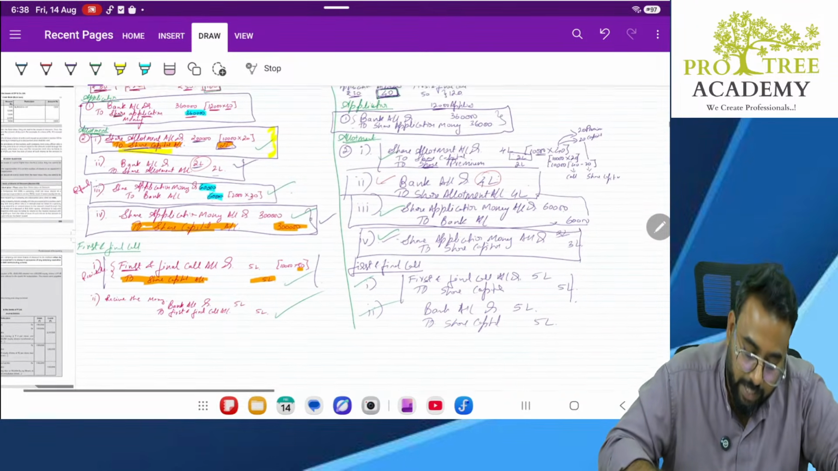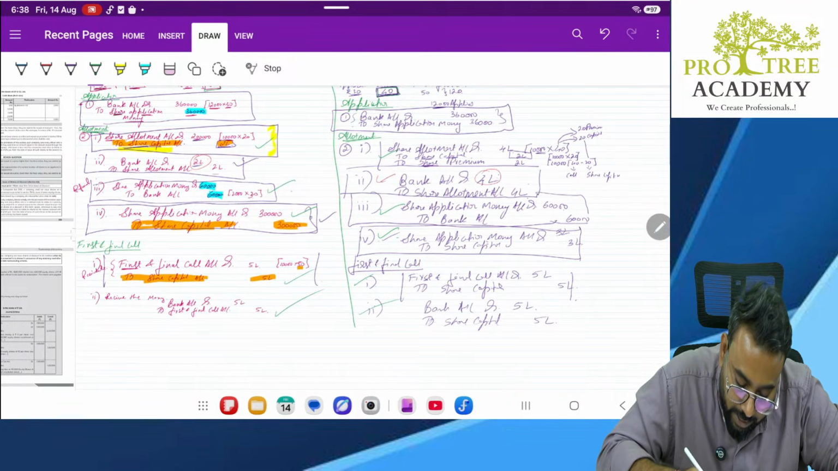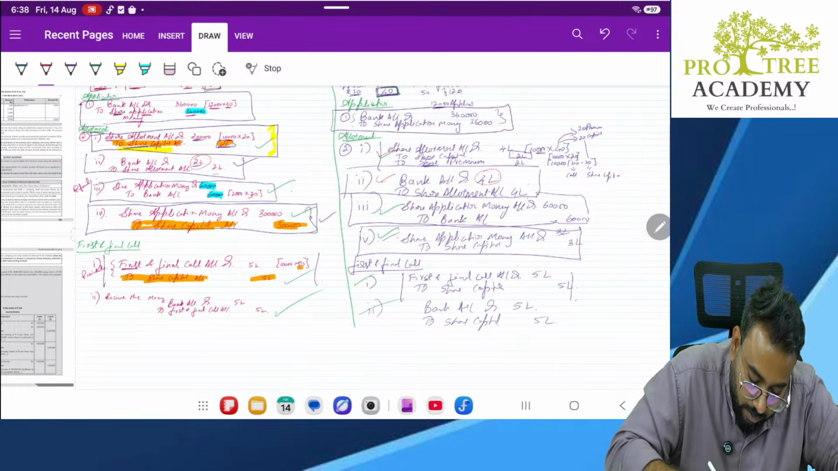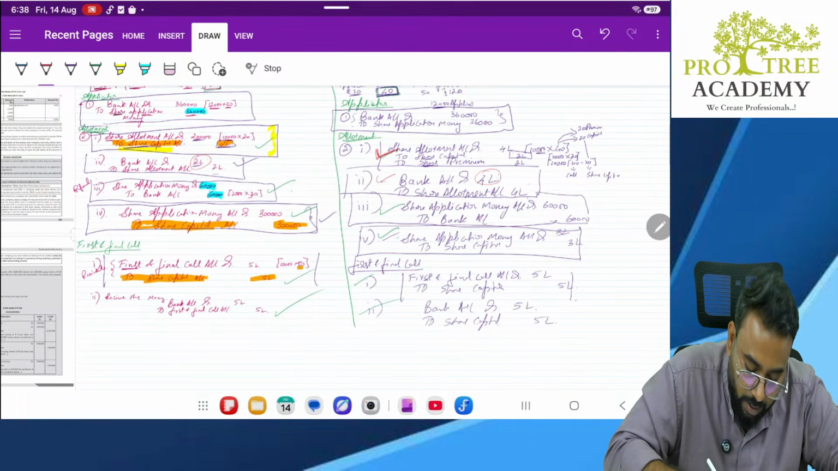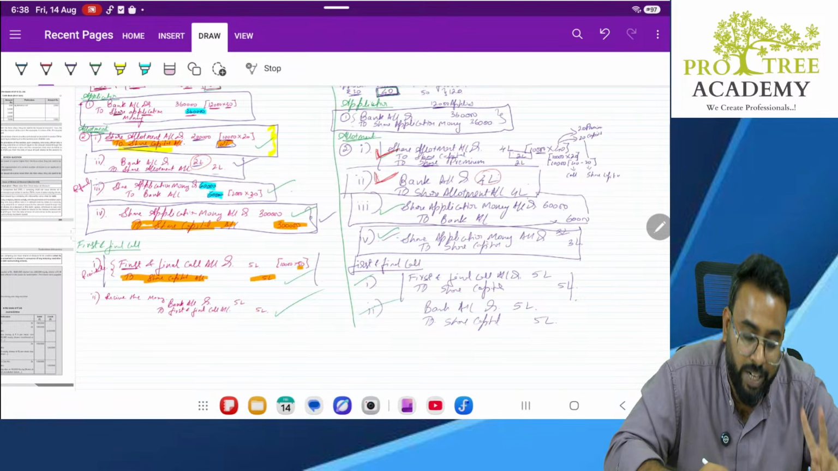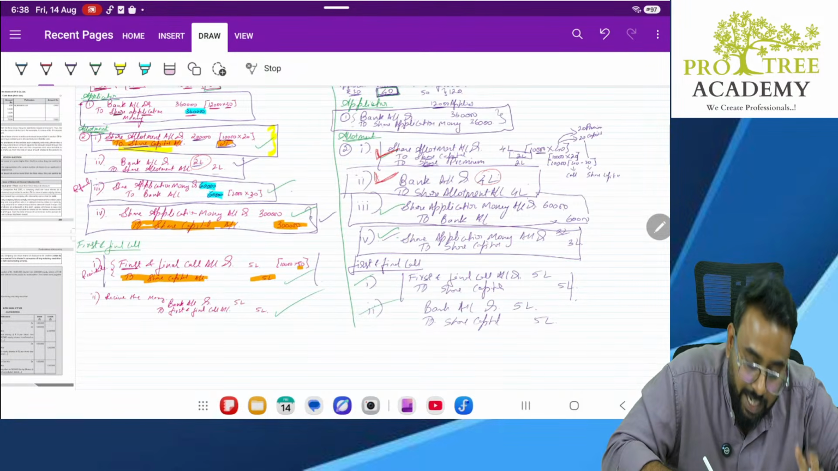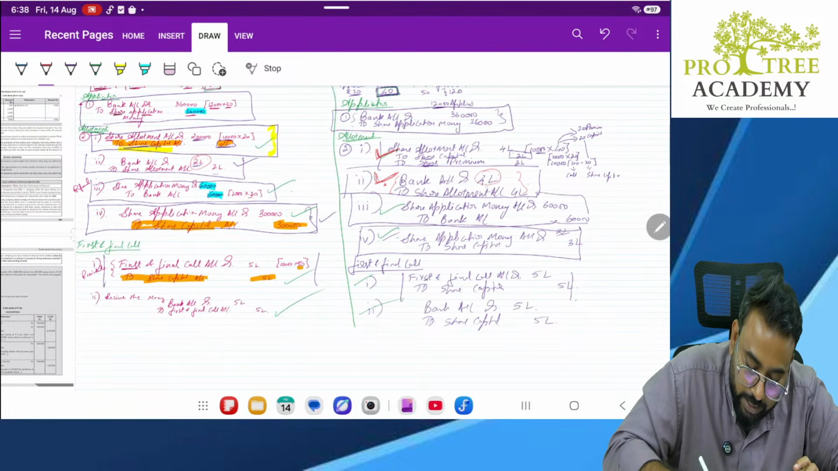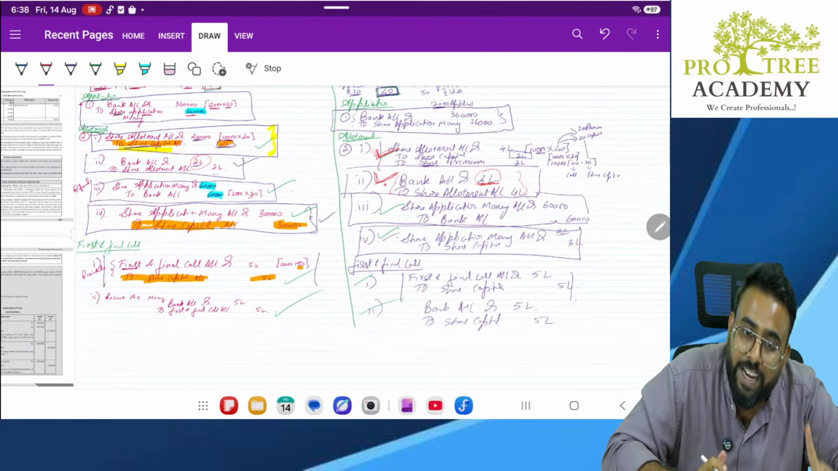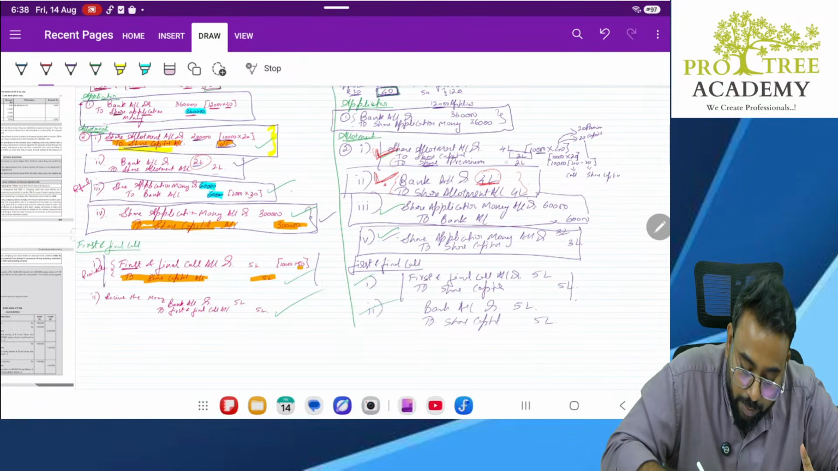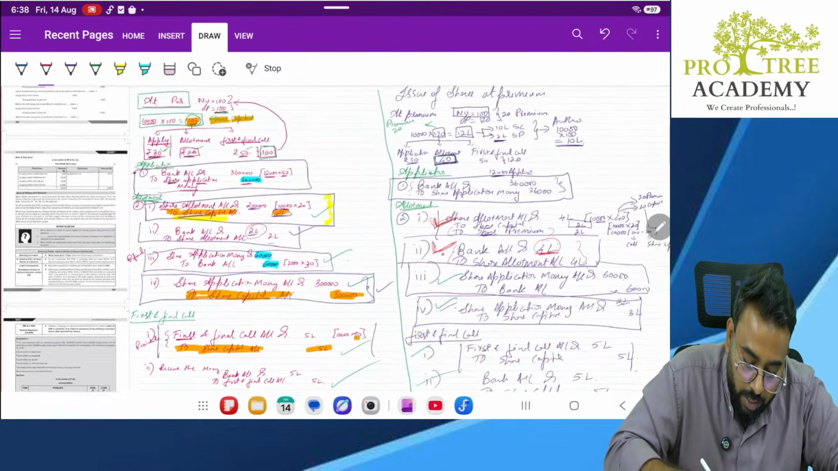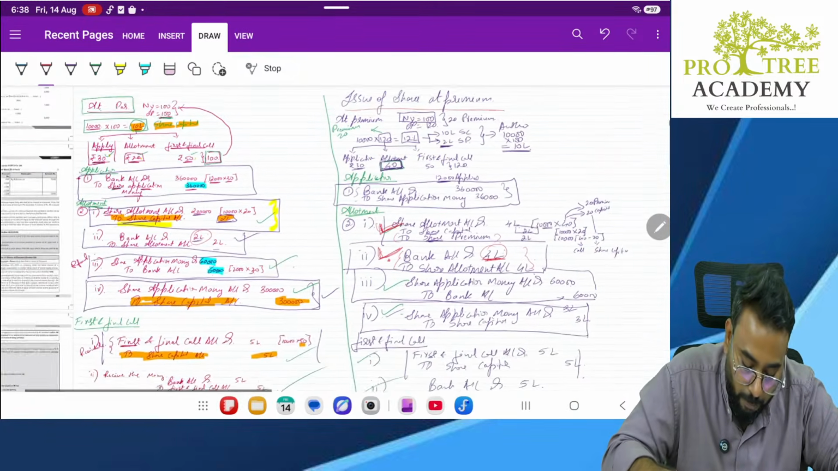Clear? So what are the entries that changed? The entries that changed are this one with amount and this one. Only two entries change. In this one, the journal entry remains the same, only amount changes. Here, the journal entry remains the same, one additional account will come, that is share premium account, and the amounts will change. Clear? So this is your issue of shares at a premium.